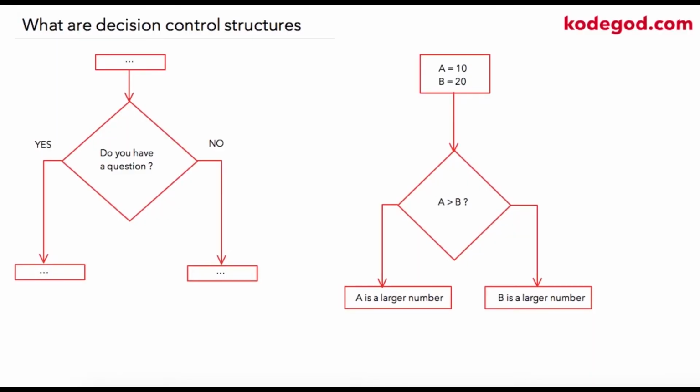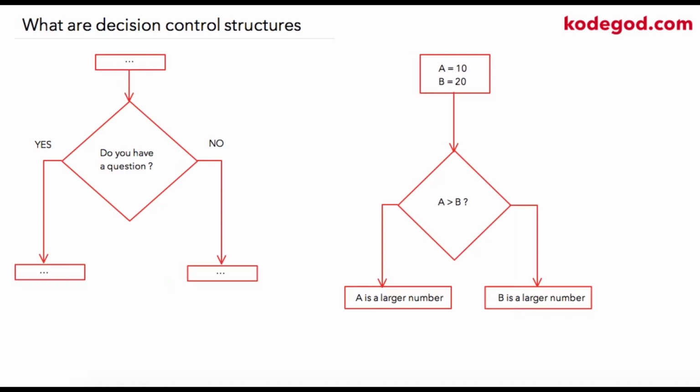In this lecture, we are going to learn about decision control structure. One of the most important topics. What are decisions? When we have a question and it has two answers, like if I ask you, would you like to have a tea? Your answer could be yes or no. Now, depending on your choice, I can offer you either tea or maybe I can ask you something else.